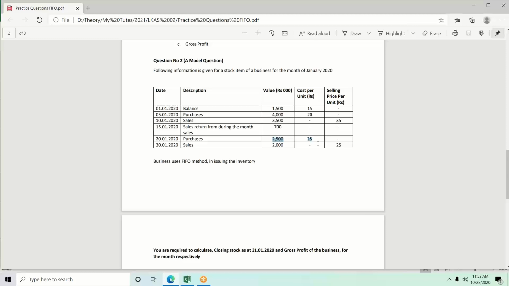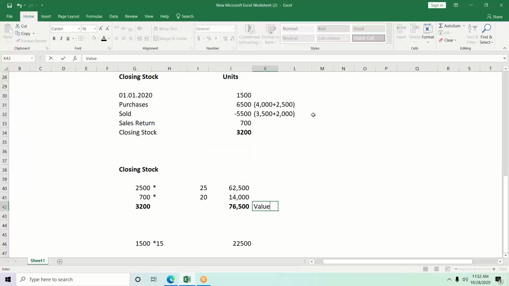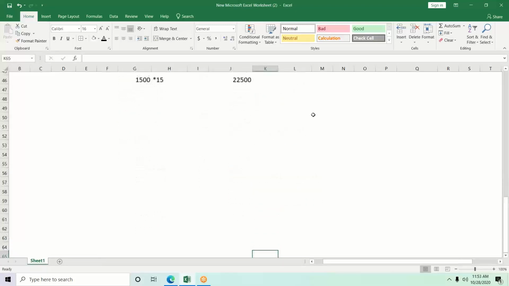Of the 3,200, the 2,500 should definitely be available. And at the same time, another 700 has to be there. That 700 definitely should be available from the previous purchase, which is on 5th January. There you have purchased 4,000 units at 20. That 700 should consist with that 20. The price of it has to be 14,000. Altogether, the value of the closing stock is rupees 76,500.